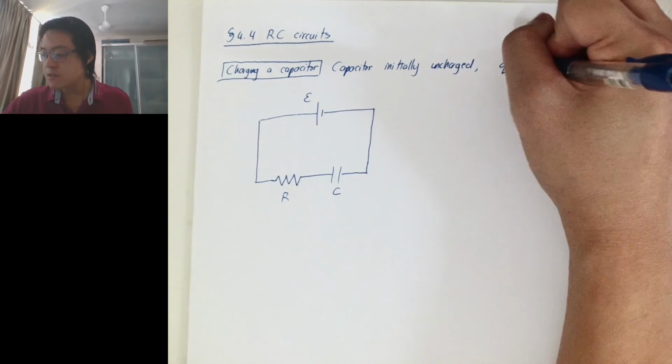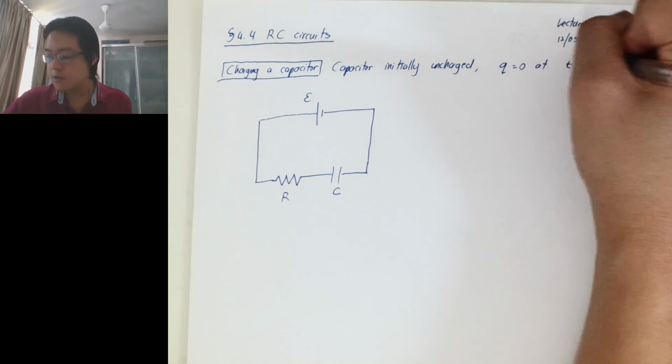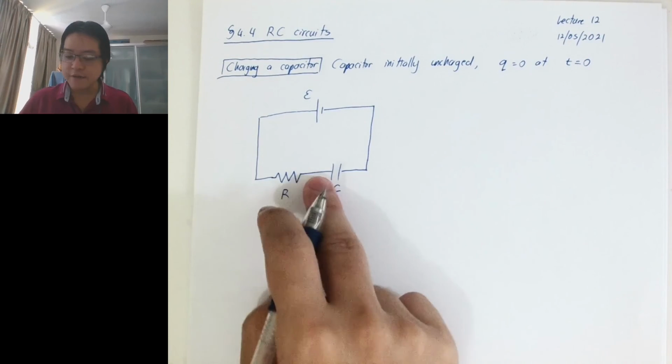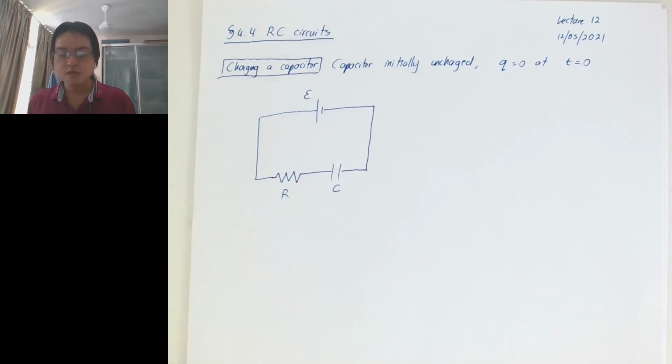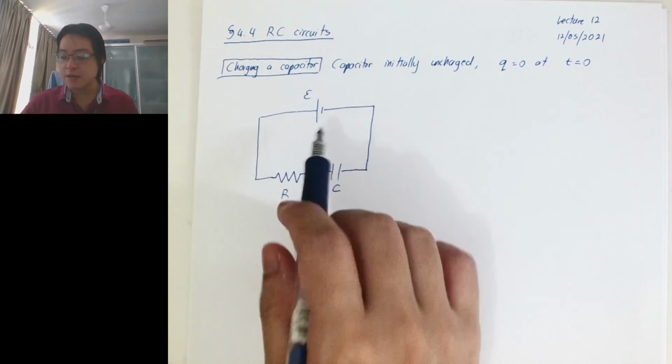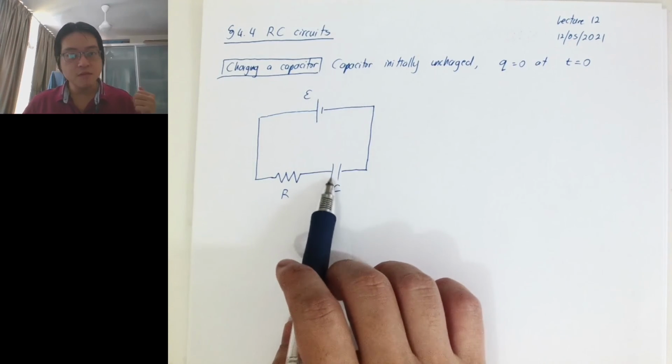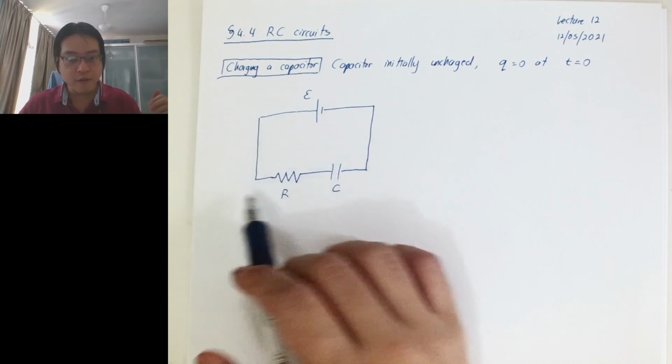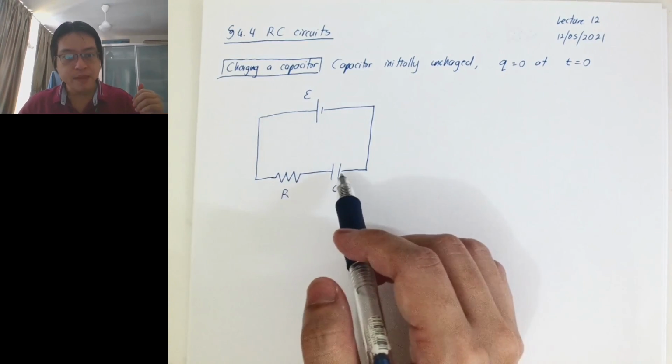So q is equal to 0 at initial time 0. I have a blank capacitor. If I attach this to the circuit, it will start to charge. That means if it initially has no charge, then all the current will flow, so the current will flow to start to fill up the plate here.